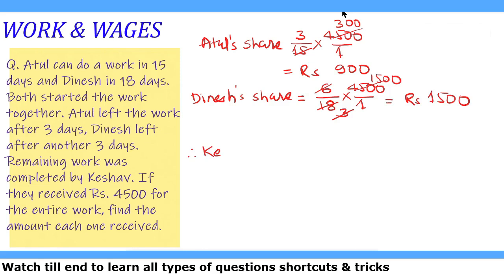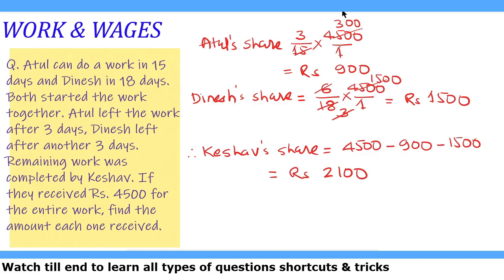Therefore the balance work was done by Keshav. So Keshav's share equal to 4500 minus 900, which is share of Atul, minus 1500, which is share of Dinesh. This is equal to 4500 minus 900 minus 1500 equal to rupees 2100. So Keshav receives rupees 2100 while Atul receives rupees 900 and Dinesh receives rupees 1500 as per their work.